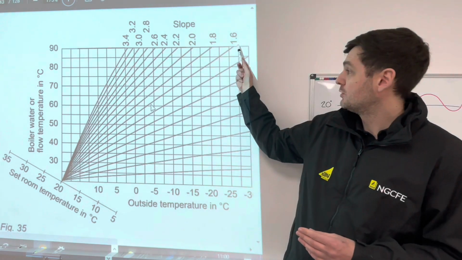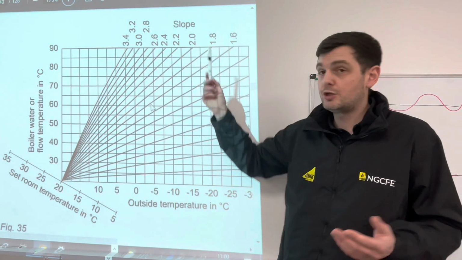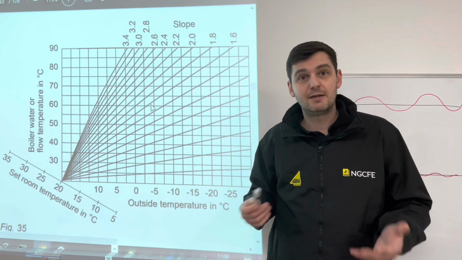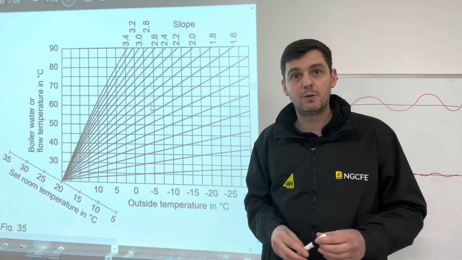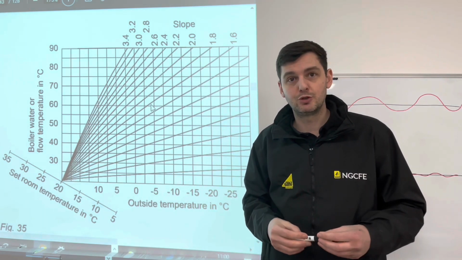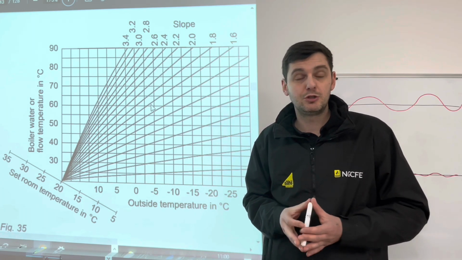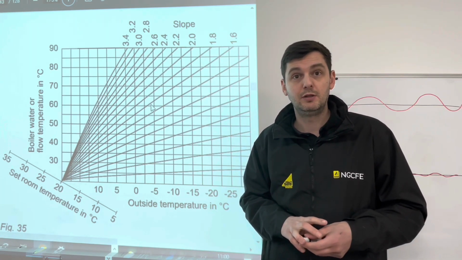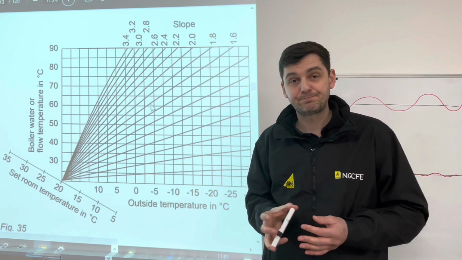And you might decide that you want to move from 1.6 to 1.8 or 1.6 to 2. It's entirely down to you. It is relatively rare that you're going to nail it first time round. You probably want to feed that to your customer as well. You know, we might have to come back and just alter your heating curve to just ensure that you're as comfortable as possible and that your system is as efficient as possible whilst maintaining your comfort.